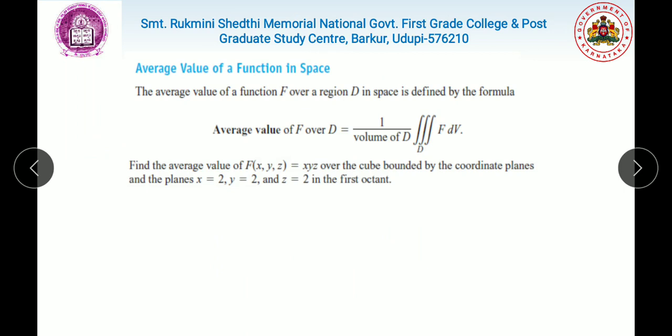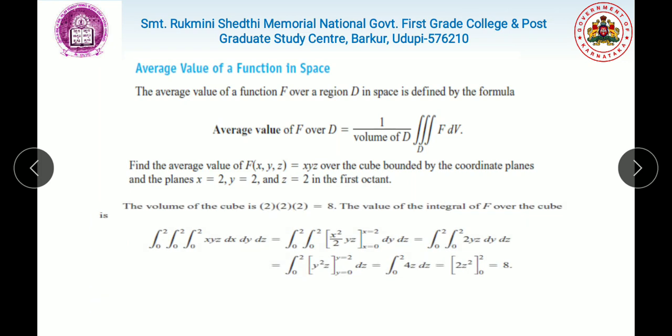You know, the volume of the cube is 2 into 2 into 2, that is 8 cubic units. And for the value of the integral of f over the cube, you know the limits for the variables. All three variables vary from 0 to 2, and the function is x into y into z. When you evaluate, a simple calculation shows that its value is 8. So therefore, the average value of this function over the cube is 8 by 8, that is 1.